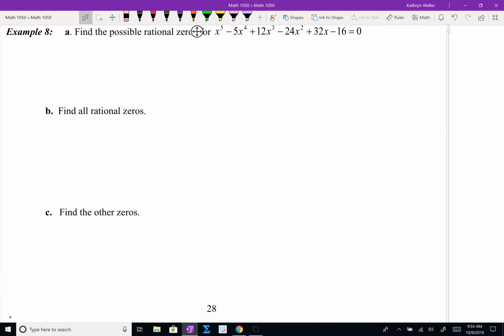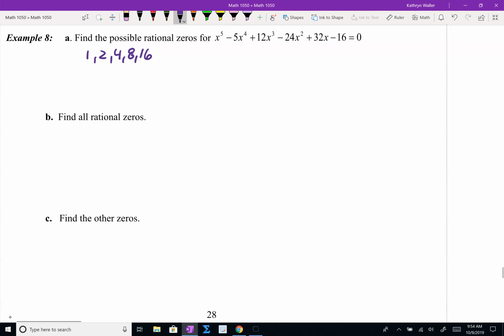Okay, here we go with question 8. Possibles. What goes into 16? 1, 2, 4, 8, and 16. What goes in front of the x to the 5th? Just a 1. If I put a 1 underneath those numbers, did I change anything? No. So I don't even need to worry about that. I'm just going to add parentheses and put my plus or minus.